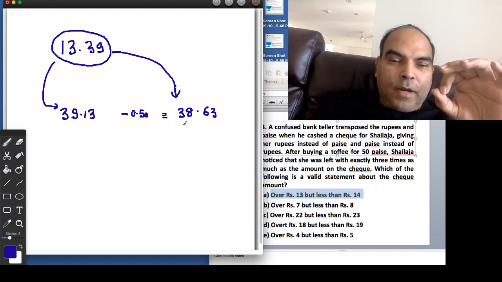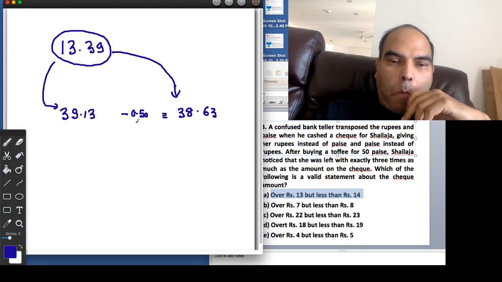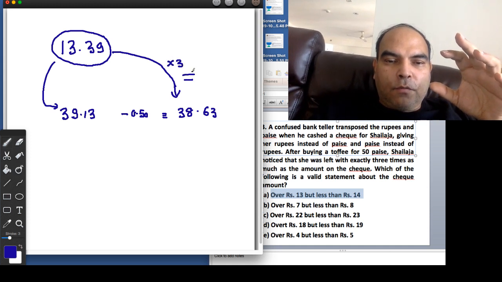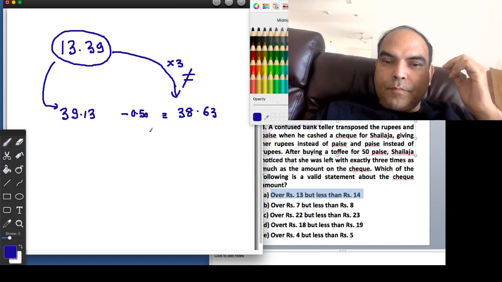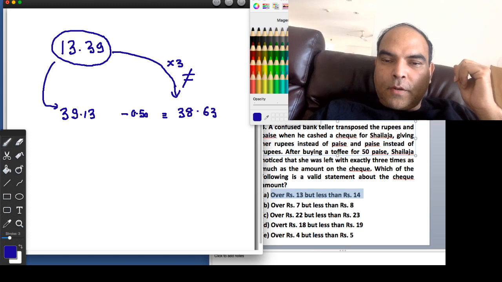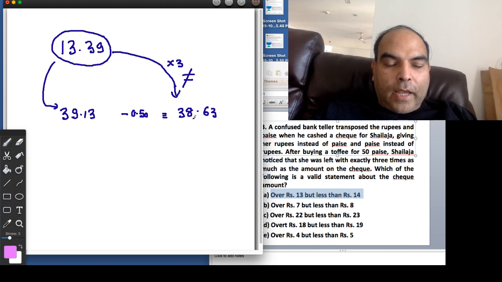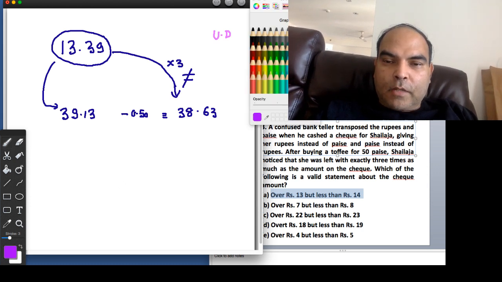And if you stop a little bit here to look at the logic you will see that apart from the fact that 13.39 into 3 is not equal to 38.63, apart from that fact, the bigger view here, which perhaps you should be able to see with practice and with developing your thinking, is what I describe as the unit digit logic in this question. So what is the unit digit logic in this question? Let me explain that to you.